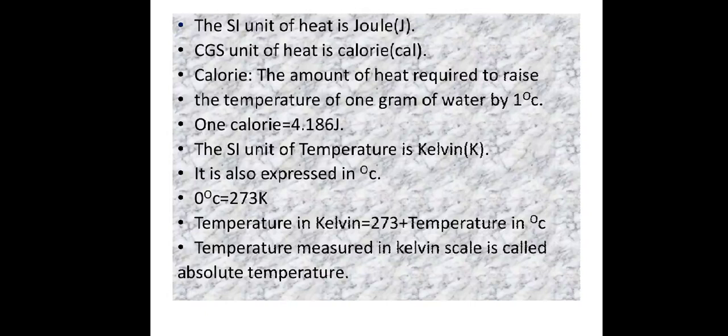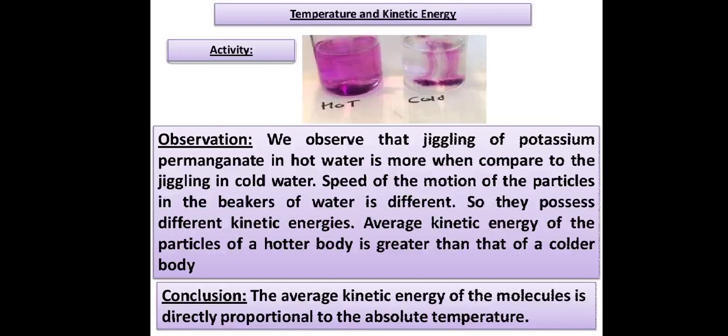Temperature measured on the Kelvin scale is also called absolute temperature. So what is absolute temperature? Absolute temperature is nothing but temperature in Kelvin, which is measured on the Kelvin scale. Now we have to understand the relation between temperature and kinetic energy.